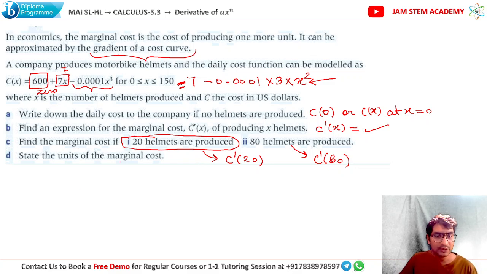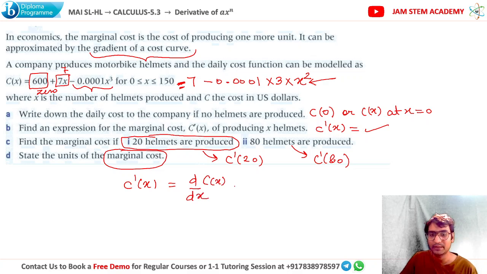Next part, state the unit of marginal cost. What is marginal cost? It is C prime x, which is the derivative of the cost function with respect to the number of helmets. So can I say the marginal cost has the units: number of helmets is represented by x, cost is in US dollars, so US dollars per helmet produced, right?